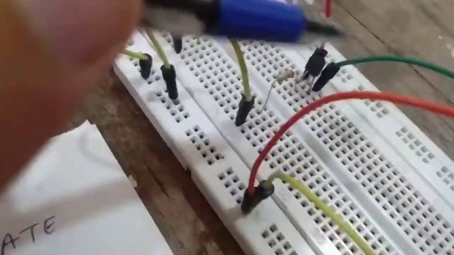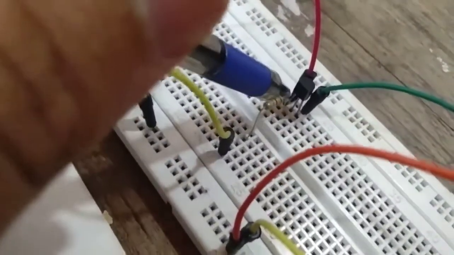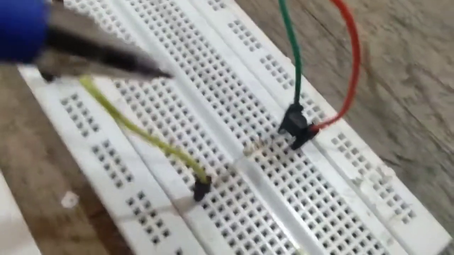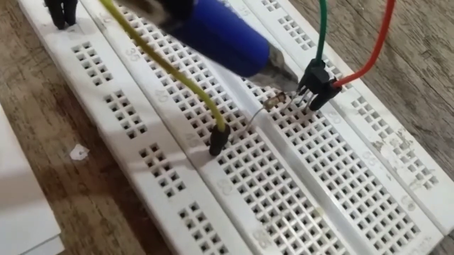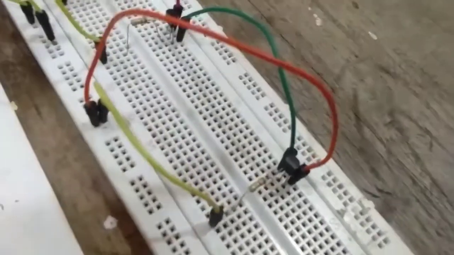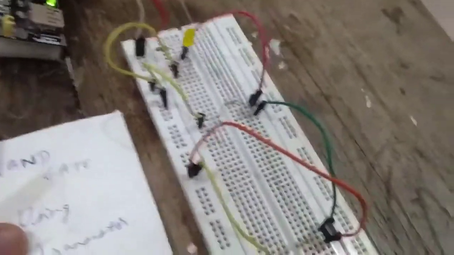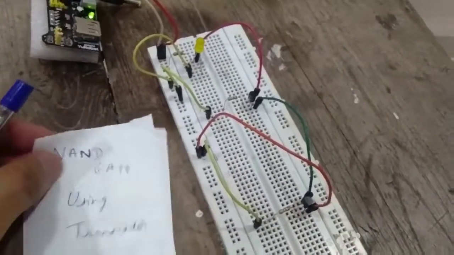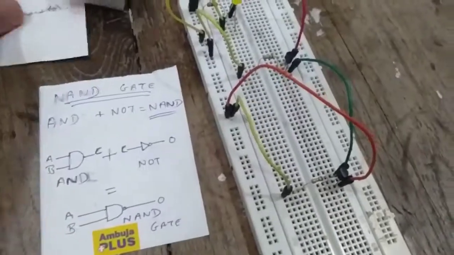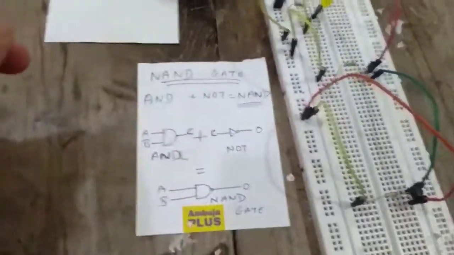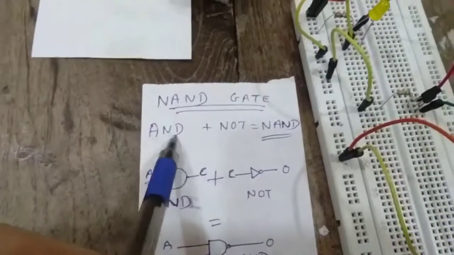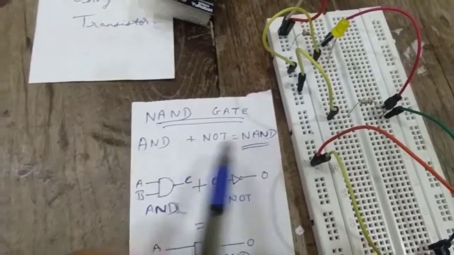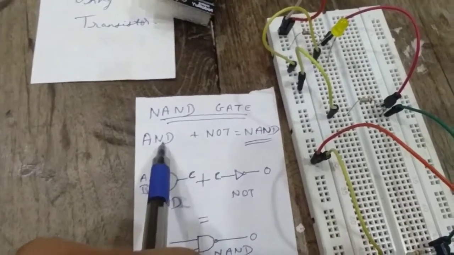In each of the transistors, the first pin here is the collector, the second is the base, and the third one is the emitter. Similarly here also the first is collector, base, and then emitter. Now before explaining the circuit of a NAND gate, let me explain what a NAND gate is. A NAND gate is a combination of an AND gate and a NOT gate, or we can just directly say a NAND gate is the inverse of an AND gate.